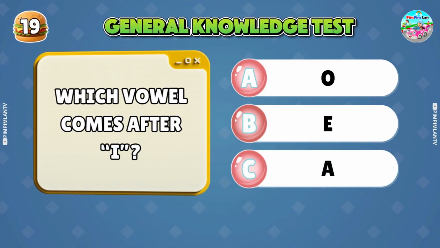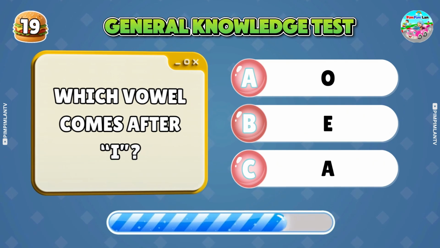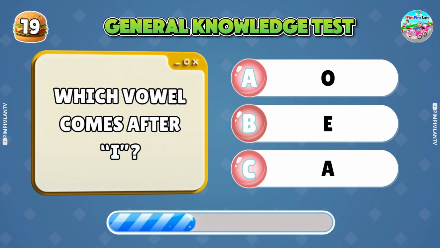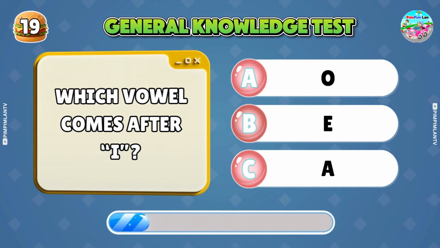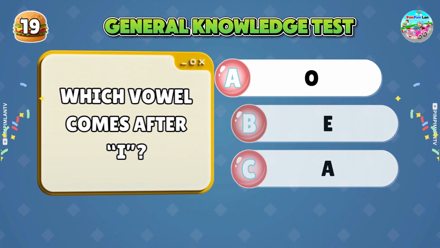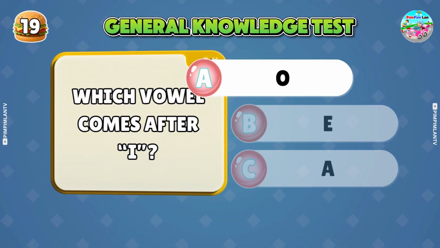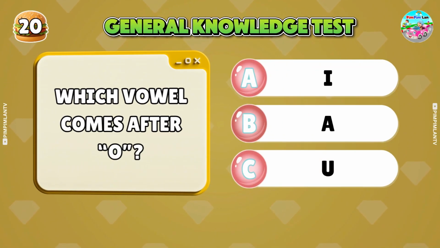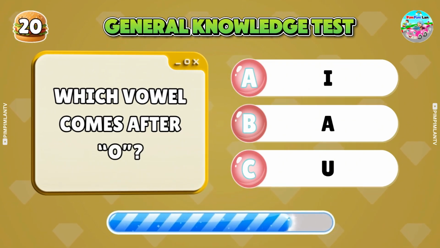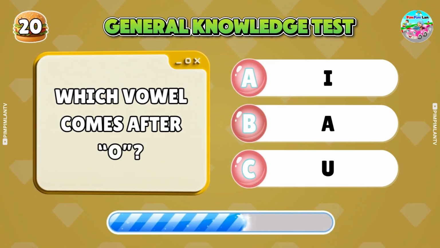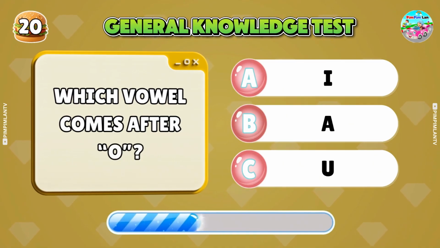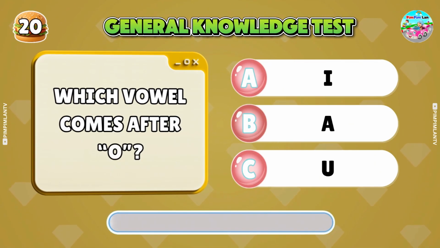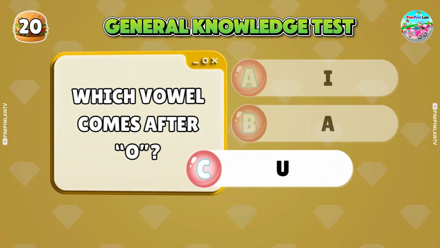Which vowel comes after I? Nice! O steps in after I. Which vowel comes after O? You nailed it! U closes out the vowel order.